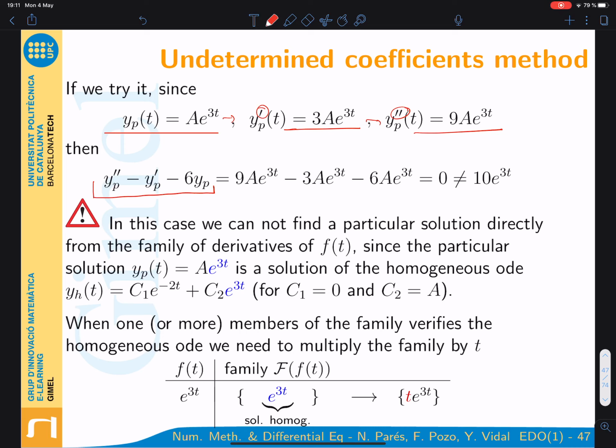But we have a problem, because when we do that, y double prime p is this, y prime p is this, and yp is this, and this sums out to be 0. And we wanted it to be different from 0. It was a non-homogeneous equation. What happened here? It's impossible. What can we do?